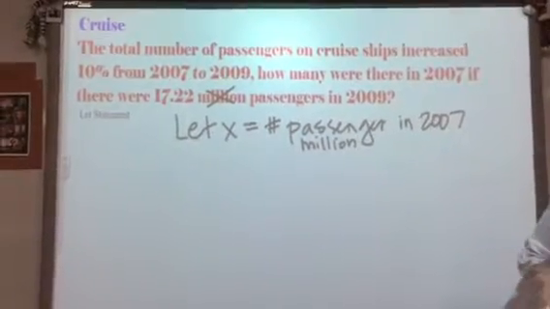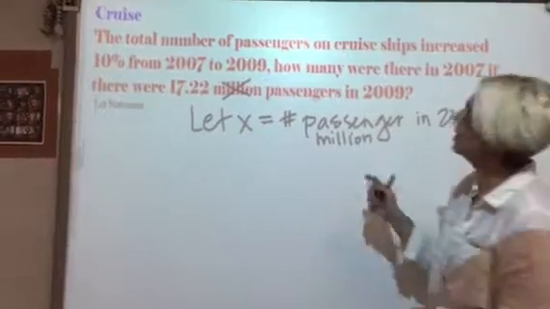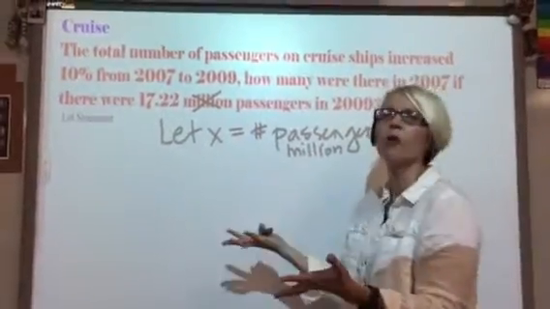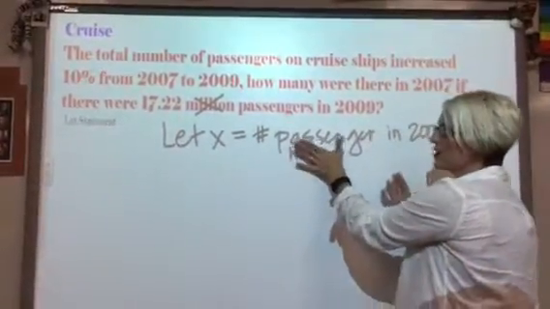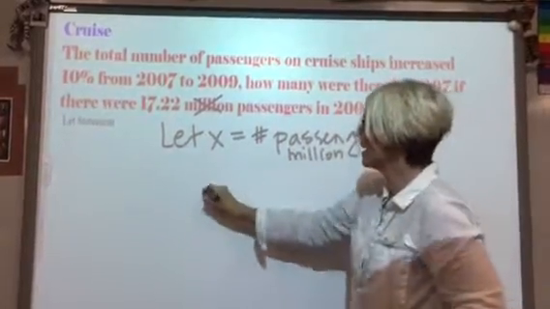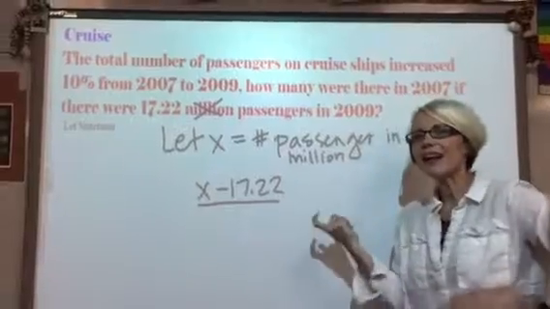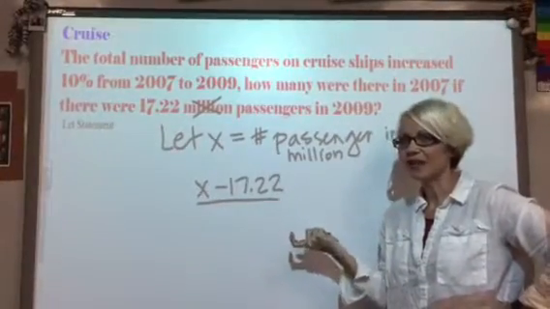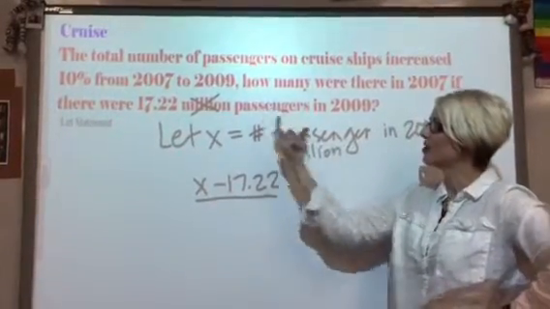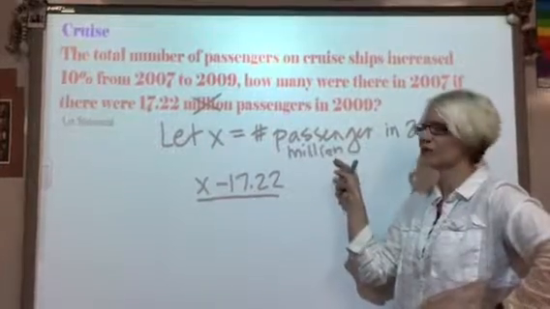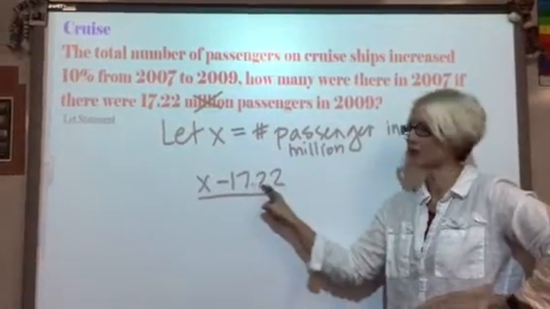So let's set it up here. Do we know how much they've changed? No. We don't know how much they've changed because we don't know the original. So we're going to take x minus 17.22. Because the way I find my amount of change is subtraction, and I don't know how much they've changed because I don't know this number. So that's why I have to put the variable in there in a subtraction.